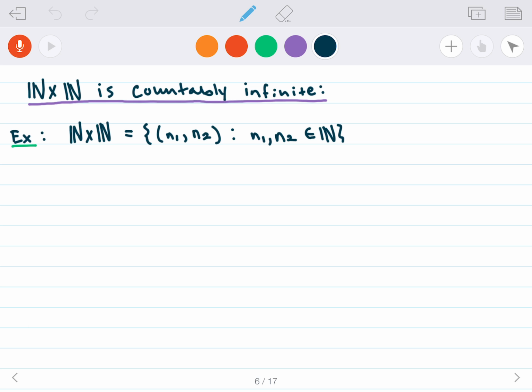So here's another countably infinite set that you might not expect. It's going to be the Cartesian product of the natural numbers with themselves. All that means is that in the first slot of our ordered pair, we're going to have a natural number, and in the second slot, we'll have a natural number. And so the idea here is we need to figure out some kind of bijection between this set and the natural numbers. It's not so easy to write an explicit bijection out for this, but we can certainly describe one.